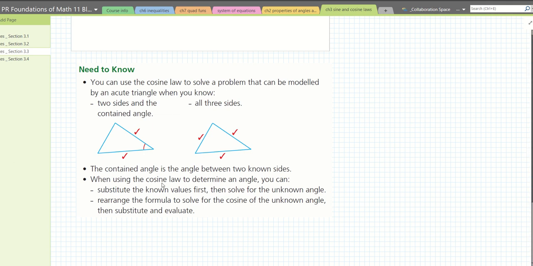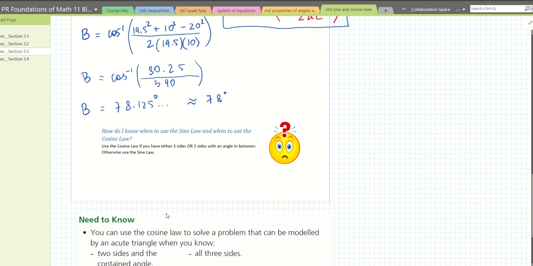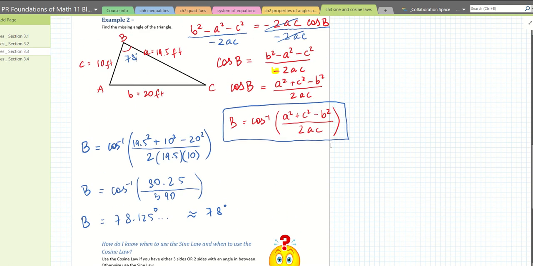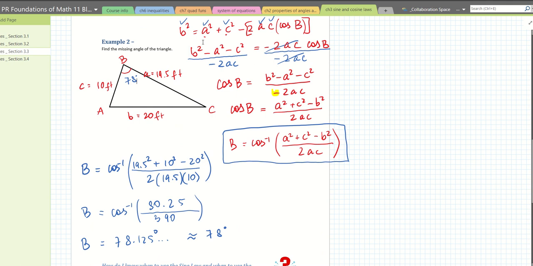So when using the cosine law to determine the angle, you can substitute the known values first and solve for the unknown angle. I did not do it this way. Or you can rearrange the formula and solve for the cosine of the unknown angle and then substitute the values. So that's what I did in my example 2. I rearranged the formula first, solved for the unknown, and then plugged in all the numbers. So it's up to you how you want to do it. The amount of work is still going to be the same. Sometimes students find it a little easier to plug in the numbers first, because then you don't have to deal with all these variables. You can just plug the numbers into the very first equation, simplify it, and then find the angle B that way.